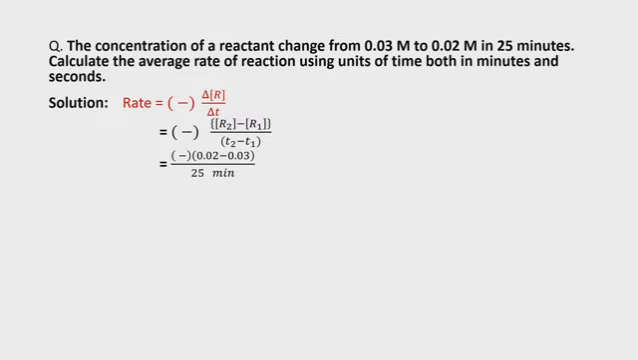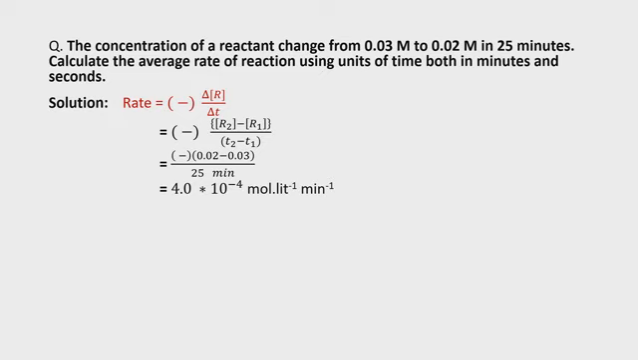Look at here. Concentration of reactant changed from 0.03 M to 0.02 M. Here R2 is 0.02, R1 is 0.03. This is very important. Now substitution is over. So equal to 4.0 into 10 power minus 4 mole per litre per minute. Unit is always very important. So this is in terms of minutes.